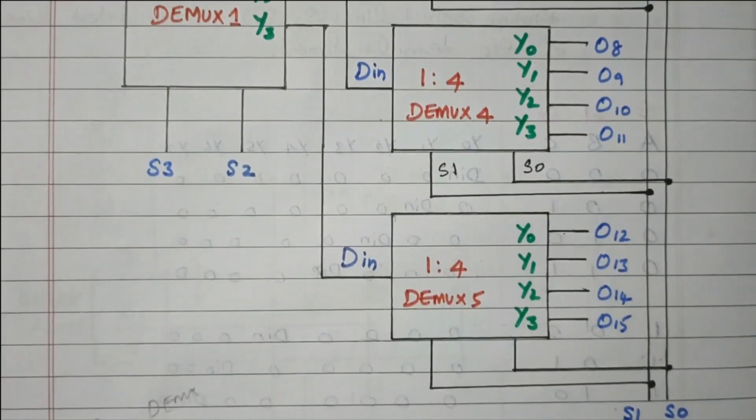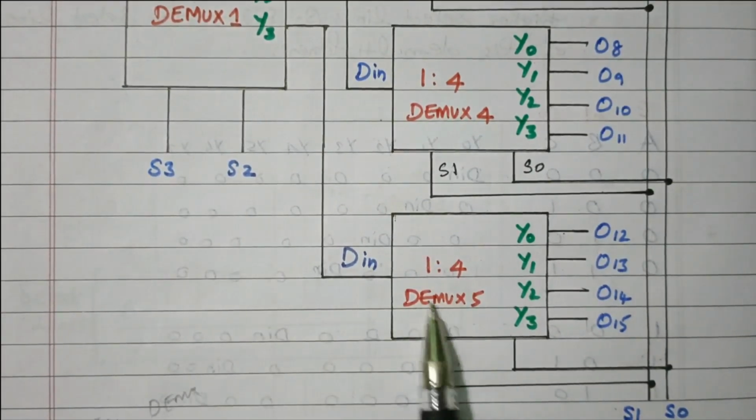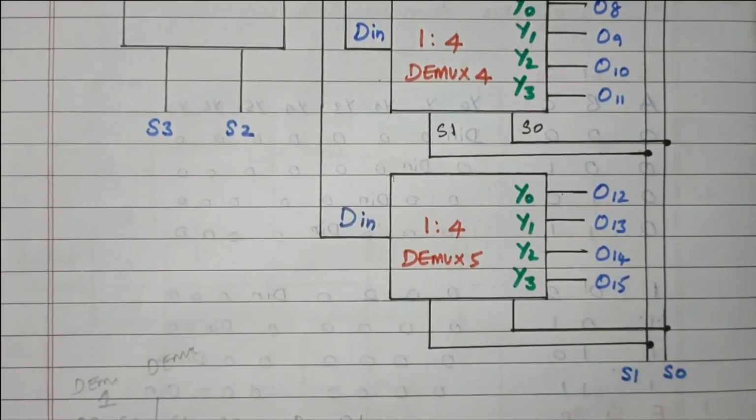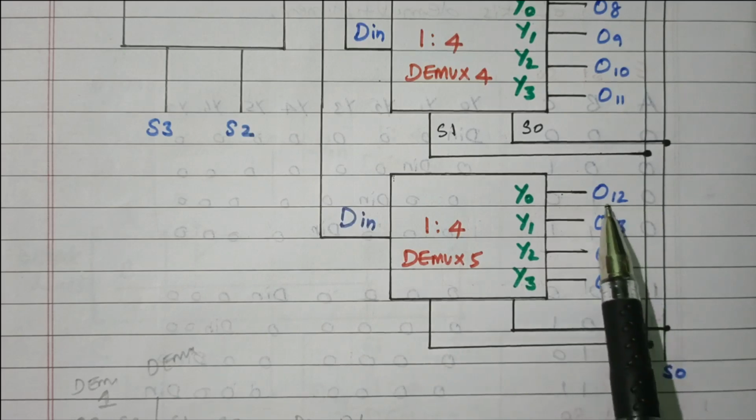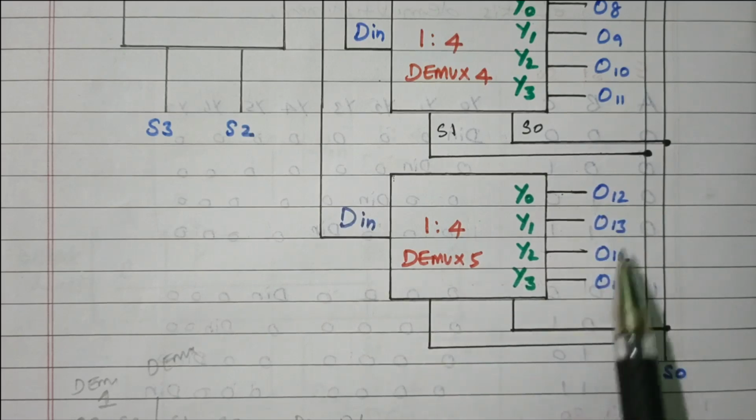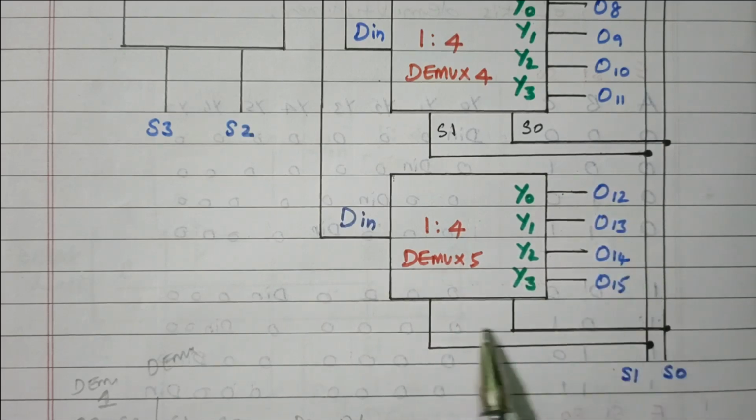Then the selection line 1 1 means this fifth dmux will be enabled. Again here, see, S0 and S1 is connected. 0 0 means D12, 0 1 means D13, 1 0 means D14, 1 1 means D15 will be enabled. In that case remainings are 0, right? So we are having 4 dmux, so that we are getting 4 into 4, 16 outputs.